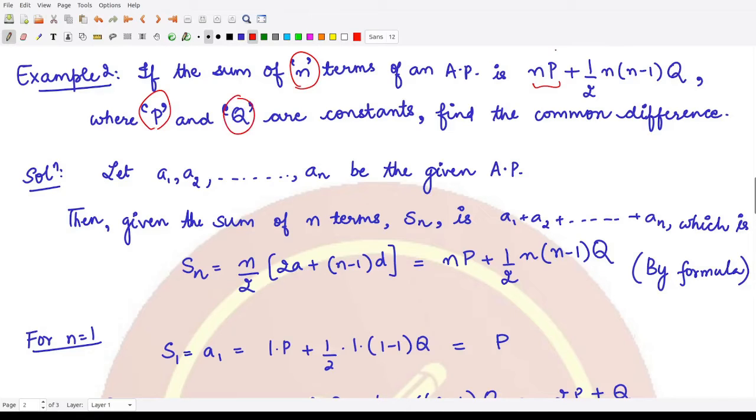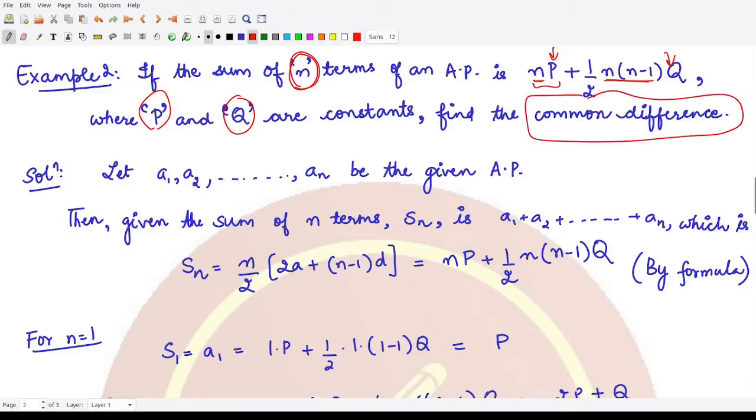So we need not worry about p, we need not worry about q, because they are constants and we can assume that they are given to us. So the only term that is variable is n here. So the sum up to n terms is given to us. So we need to find the common difference here.